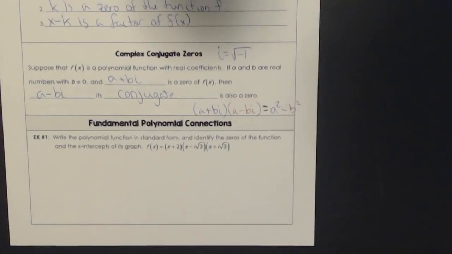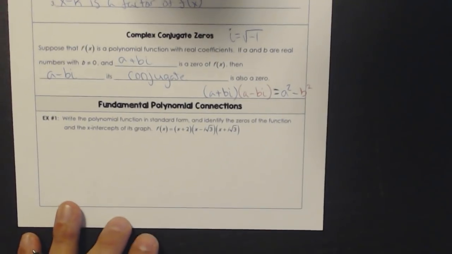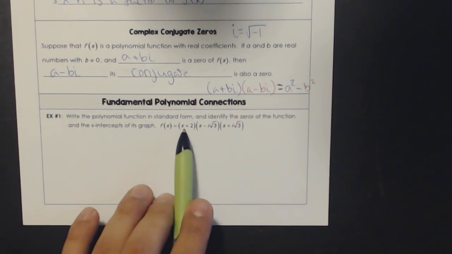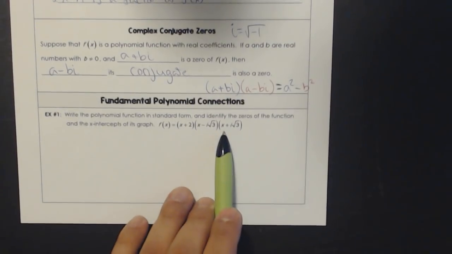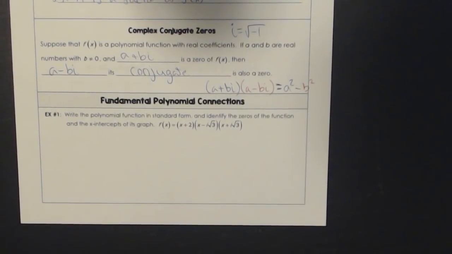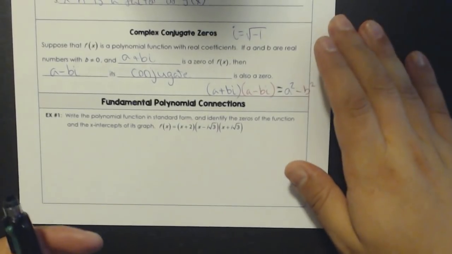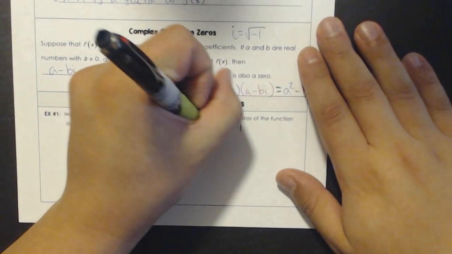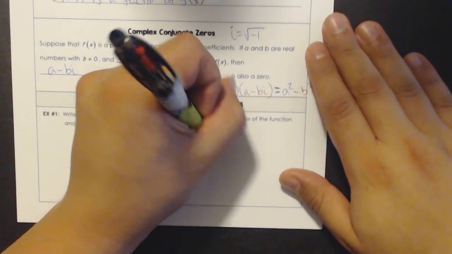So it's telling us to write the polynomial function in standard form and identify the zeros of the function and the x-intercepts of its graph. We're told f of x is equal to x plus 2 times x minus i square root of 3 times x plus i square root of 3. Well, we want to write it in standard form, so all we're going to do is just FOIL this out. As I mentioned, we can state that this here is a difference of squares.